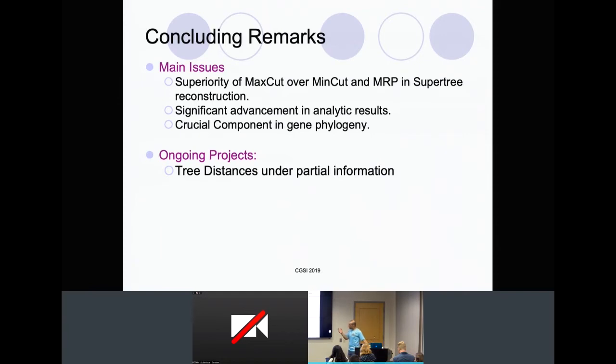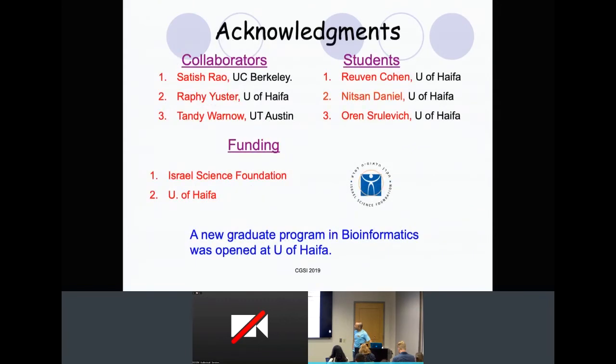Ongoing work: now with Raphy we work on distances and partial information, which is again everywhere because we don't have exact information in biology, and on quartet plurality. The third barrier is a big issue. My collaborators are Raphy Yuster, my buddy from Haifa, Satish Rao, and we collaborated with Tandy Warnow at some point, in the beginning, and some students of mine.